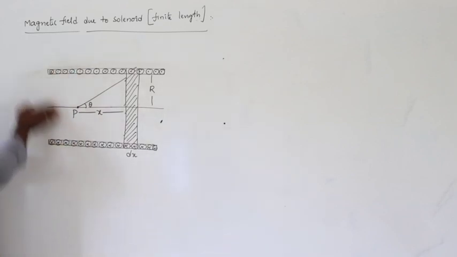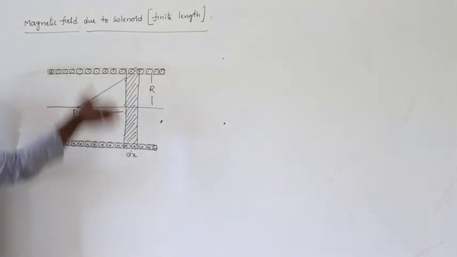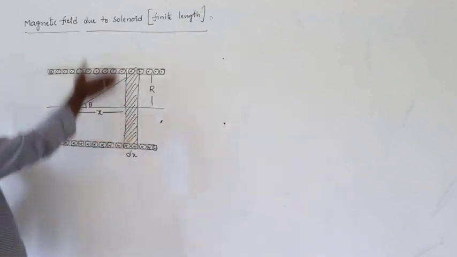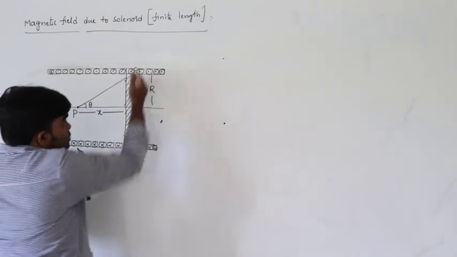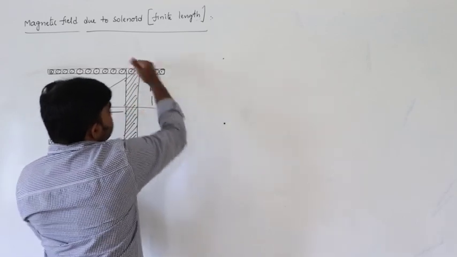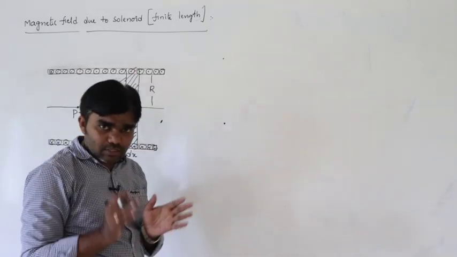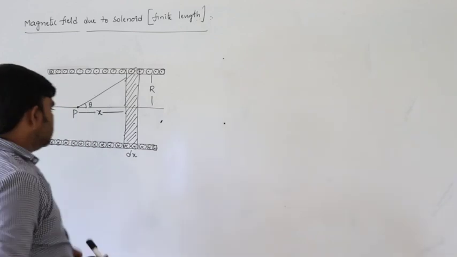Here the solenoid is a combination of a number of circular turns. In a small thickness dx, we also have a certain number of circular turns.